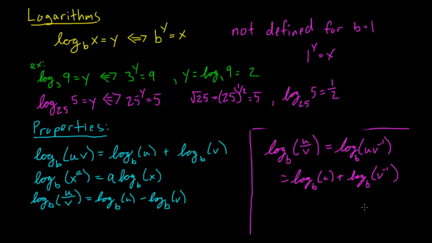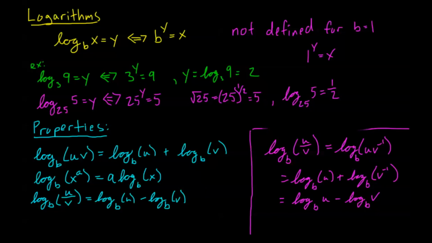And now using my second property, I can pull that exponent minus 1 out in front. So that's the same as log base b of u minus log base b of v, right? So it all kind of clicks together, doesn't it?